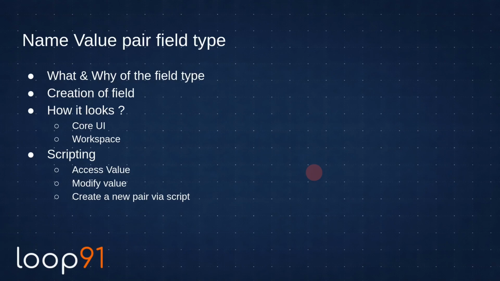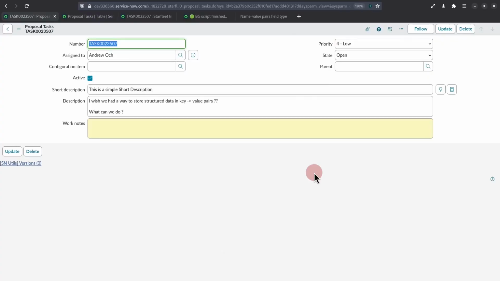This field, at a very high level, allows you to store multiple key value pairs inside a single field. Each key represents a name and each value represents the corresponding value for that name. Think of it as a lightweight structured data container that lives inside one field. Now, without going into much detail, let's take a practical example.